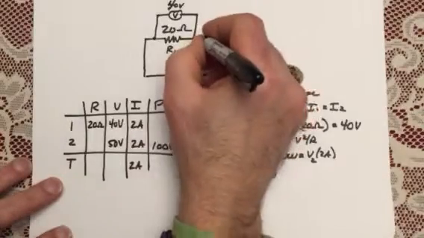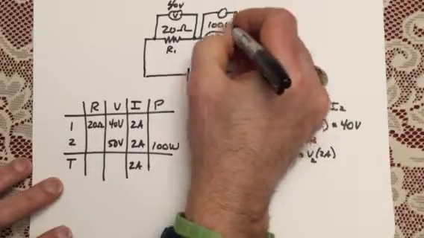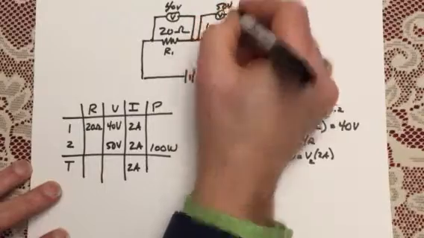Cool. Let's put in a little meter across there. We put our voltmeter in. There's my voltmeter. And that's going to be 50 volts.